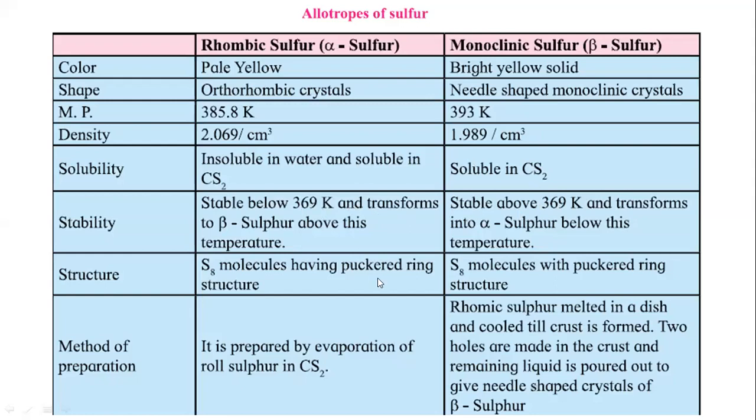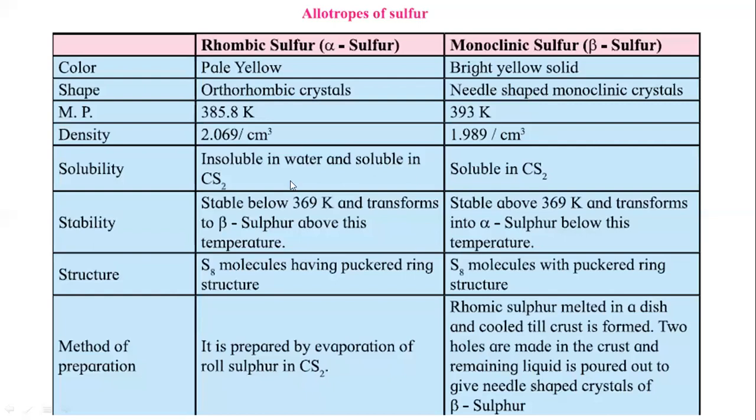Many questions can be prepared from this table. What is the shape of monoclinic sulfur? What is the shape of rhombic sulfur? Rhombic sulfur has orthorhombic crystals. Monoclinic is needle shaped. Both have a puckered ring structure, but the shape is different. It is an orthorhombic crystal, and this is a needle shaped crystal. Monoclinic are always needle shaped.